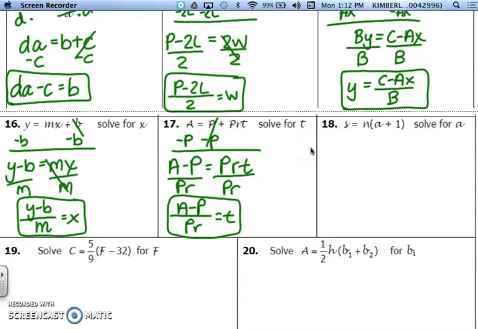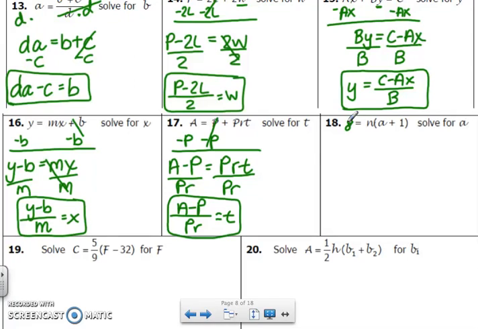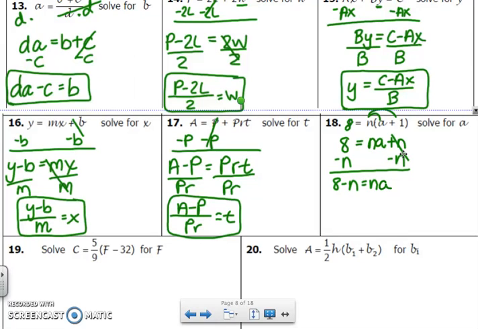I'm going to show you the distributive property way first. So when you see this problem, let's go ahead and make that an 8. Distribute. So n times a is NA. N times 1 is plus n. Bring down equals 8. Okay, I'm solving for a, so I have to get rid of this n by subtracting n. I would get 8 minus n equals NA. Still solving for a, so I need to divide by n and divide by n. So I would get 8 minus n over n equals a.